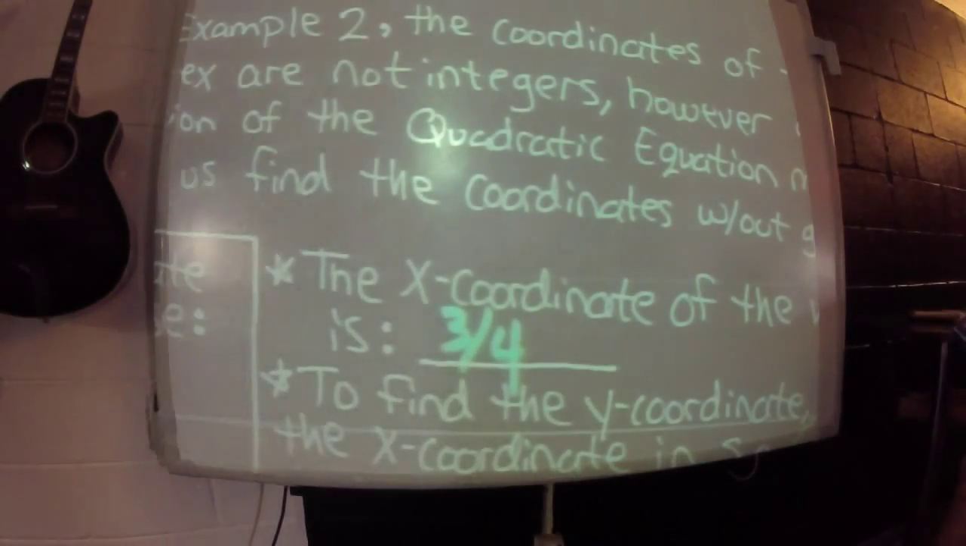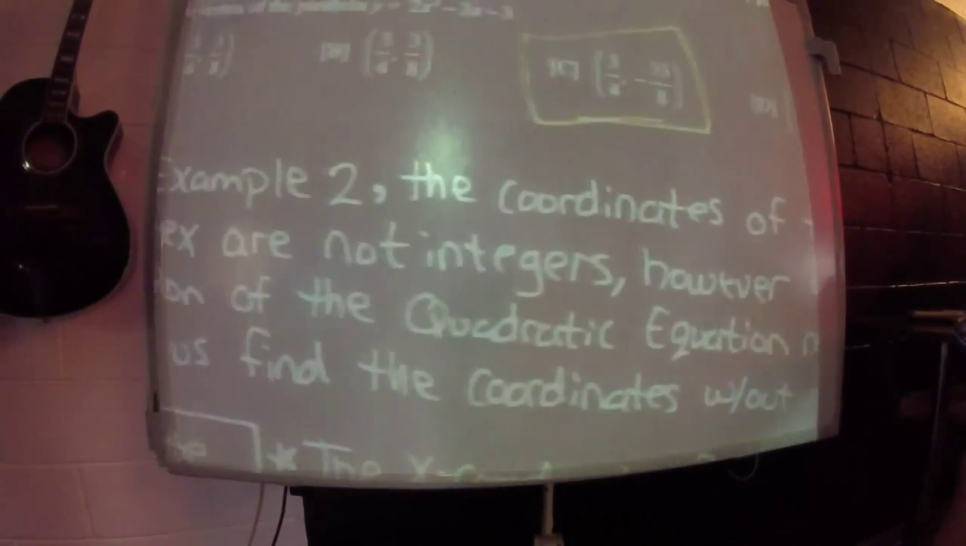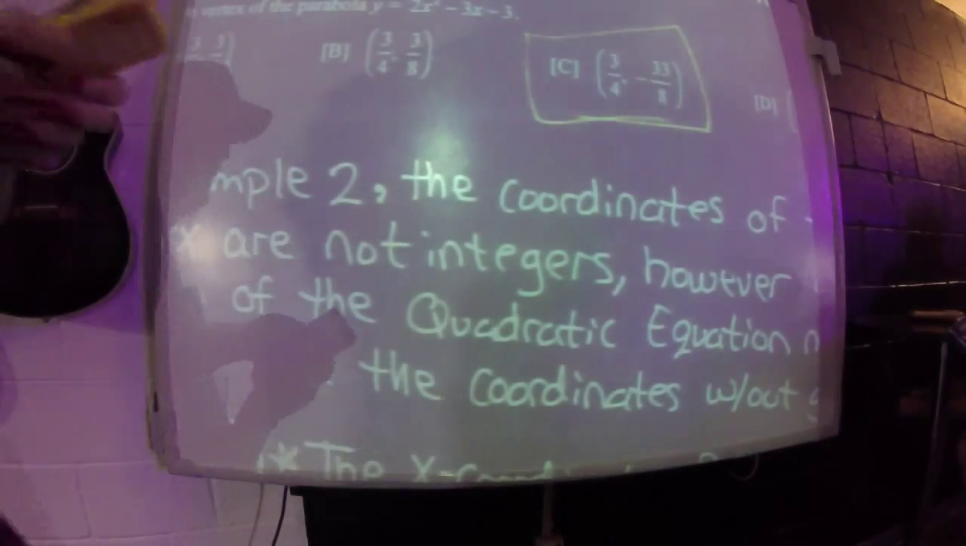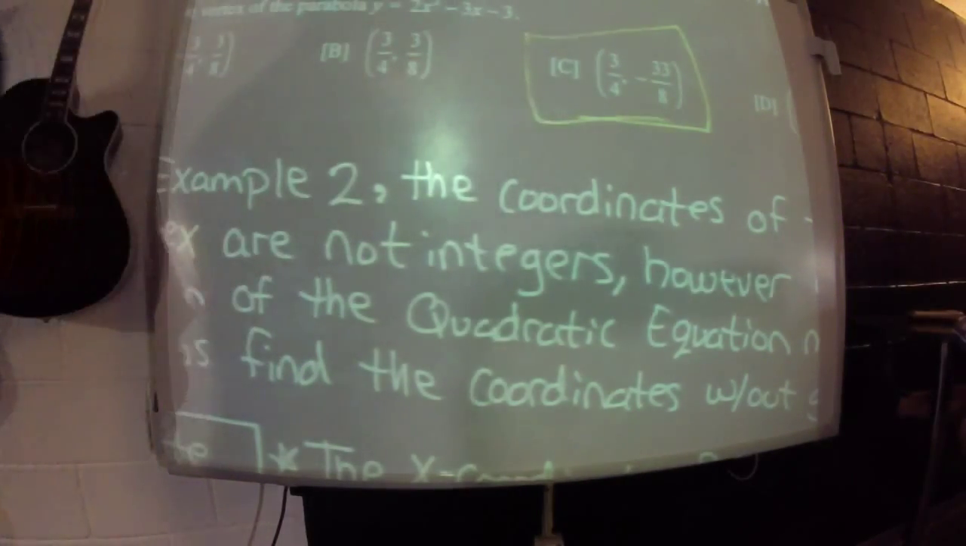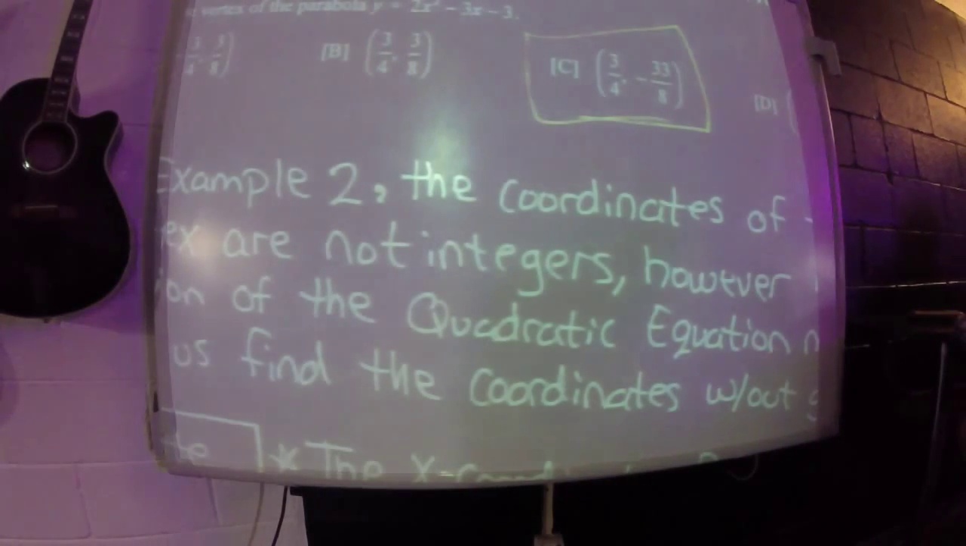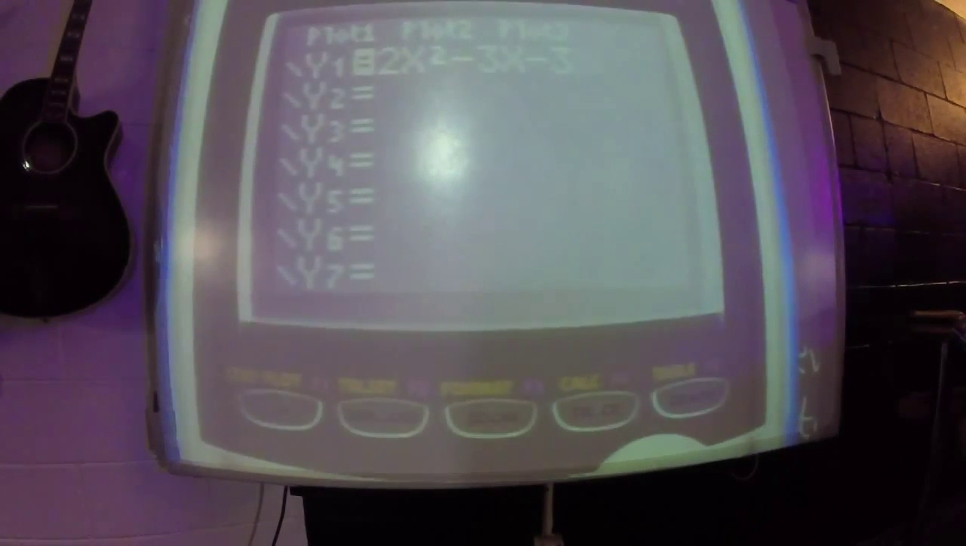Now, really quick, I want you to graph it. Grab your graphing calculator. Graph it, real quick. We're getting better and better and quicker at graphing. 2x squared minus 3x minus 3. Just kind of wanted to see it.